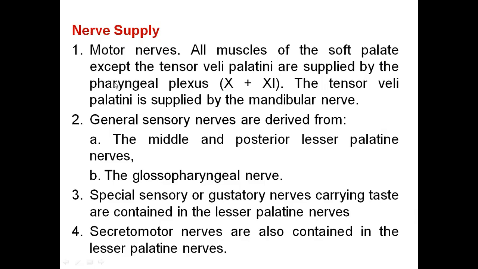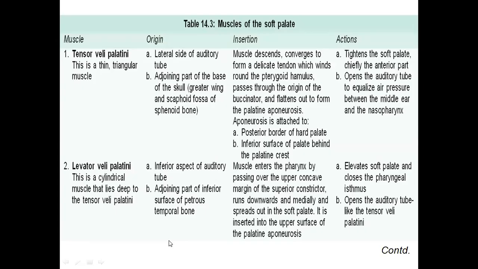Now coming to the nerve supply of the soft palate, all muscles of the soft palate except tensor veli palatini are supplied by the pharyngeal plexus, which is formed by the vagus and the accessory nerve. The tensor veli palatini is supplied by the mandibular division of the trigeminal nerve. General sensory nerves are derived from the middle and posterior lesser palatine nerves and the glossopharyngeal nerve. Special sensory or gustatory nerves carrying taste sensation are contained in the lesser palatine nerves. Secretomotor nerves are also contained in the lesser palatine nerves.